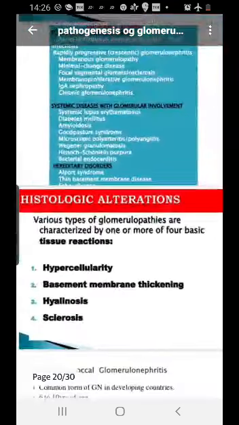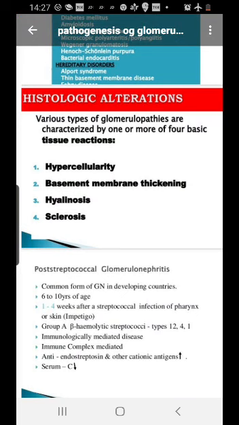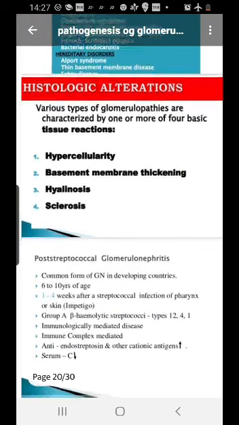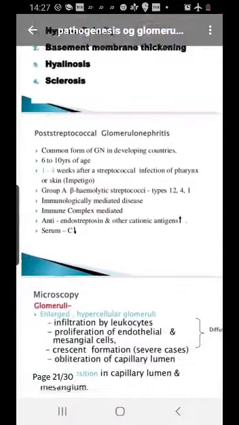So what do you see in this? We have already discussed there will be hypercellularity of both the mesangial and the endothelial cells, or if it is epithelial cells, then it will form a crescent. Then there is basement membrane thickening, hyalinosis and sclerosis.